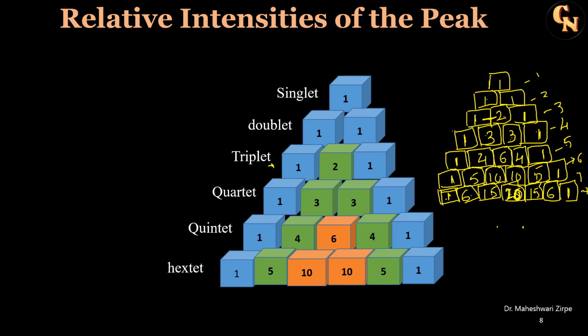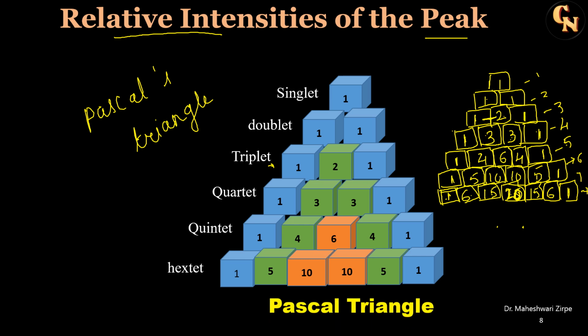So you can just go on increasing depending on how many neighboring protons there are, and this way we can calculate the peak intensity. Okay, so this triangle is known as what? Pascal's triangle. Using Pascal's triangle we can find the relative intensity of the peaks. I think this is clear, students. So this is the Pascal triangle.